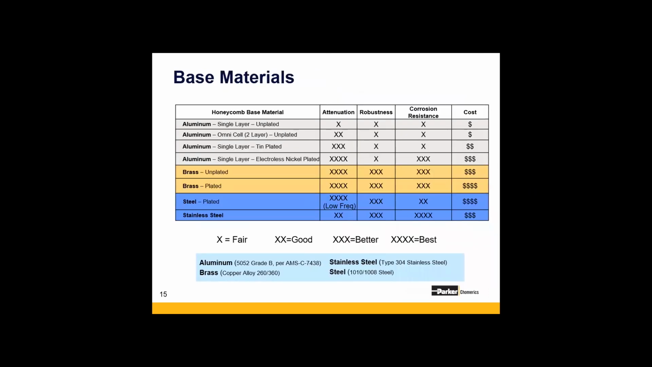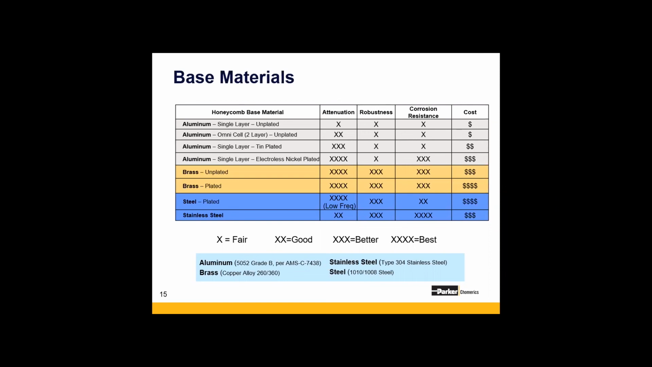Thanks for that. Okay, so the base material that makes up the honeycomb is an important decision that is driven not only by your shielding requirements, but also the potential for corrosion resistance and durability. Aluminum is by far the most common material for honeycomb vents because of the design flexibility and cost. Using two layers of an aluminum honeycomb in an omni-cell design, that you can see here on the second row, can improve the shielding effectiveness while keeping costs relatively low.